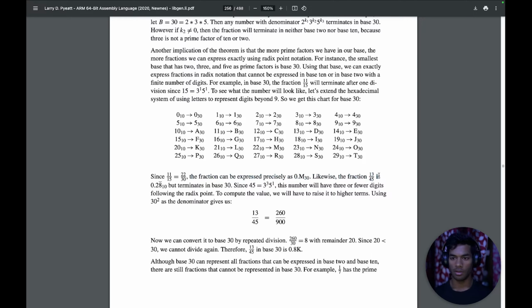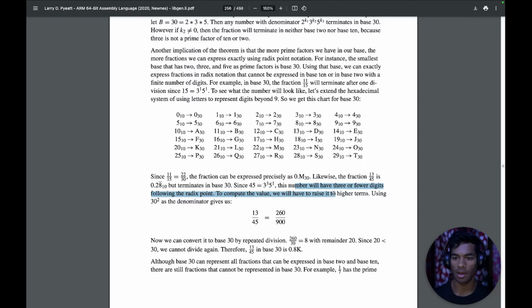Likewise, the fraction, okay, let me see, 13 by 45. I can multiply this by 2 to get 90, and 26 is q. So point q. The fraction is this, but it terminates in base 30. Since this is equal to this, the number will be... okay, this number will have 3 or fewer digits following the radix point.